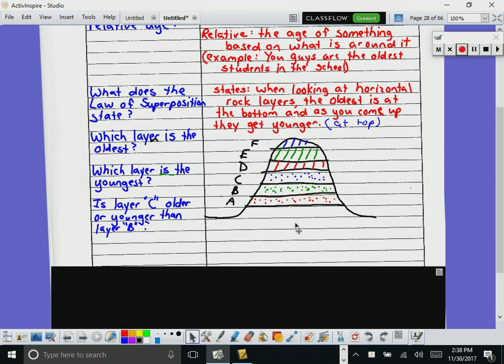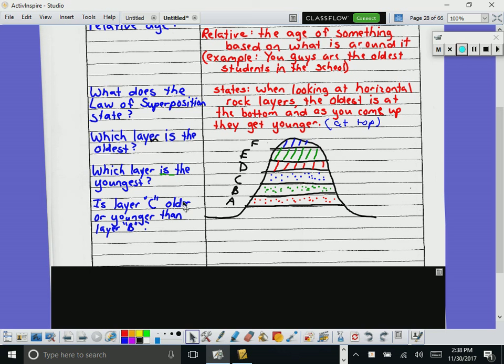Alright, so I'm assuming that you did your answers and didn't just let the video play. If we're looking at this rock cross section, which layer is the oldest? The answer would be A, because it's on the bottom. All these other layers had to come after it because it is first. Question number 2, which layer is the youngest? The youngest layer is F because it is on the top, and all these other layers had to be there first for it to be on the top. That's why it's the youngest.